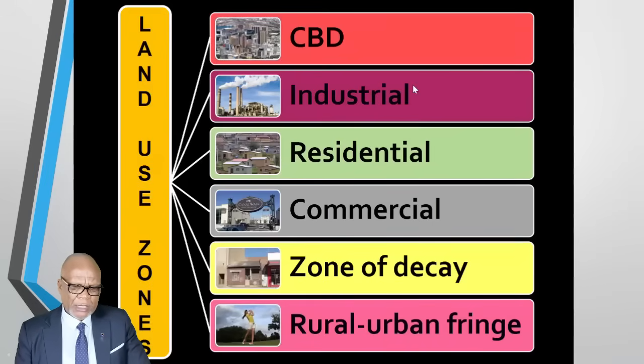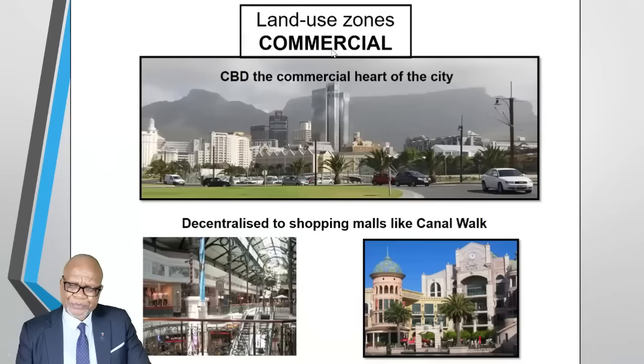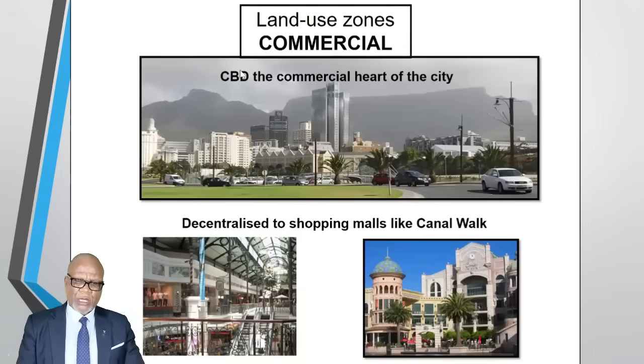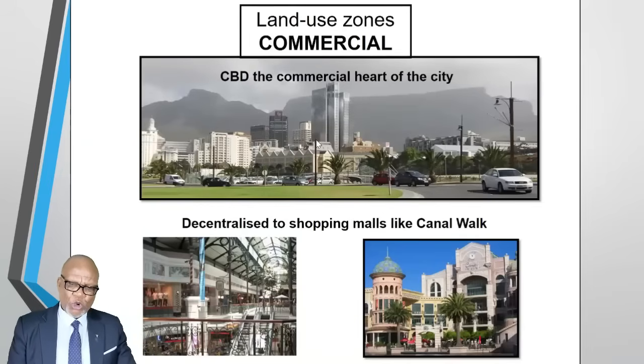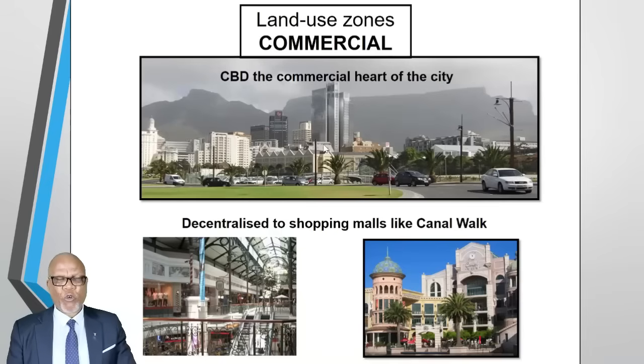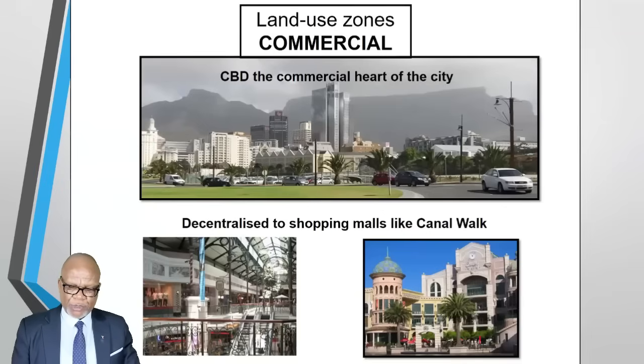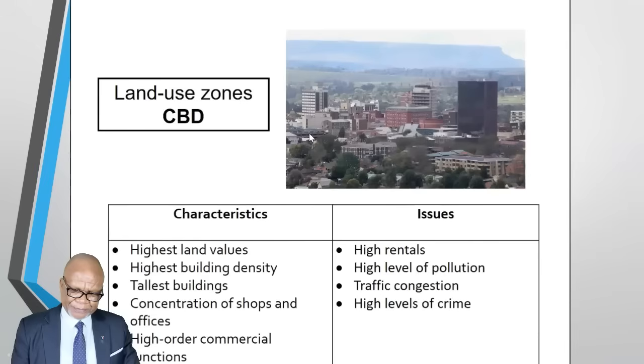Number one, we have the CBD. We know the CBD is part of the commercial land use. So under commercial land use, we have two. We have CBD and we have OBD. What does CBD stand for? It stands for Central Business District. And then what does OBD stand for? It stands for Outlying Business District.